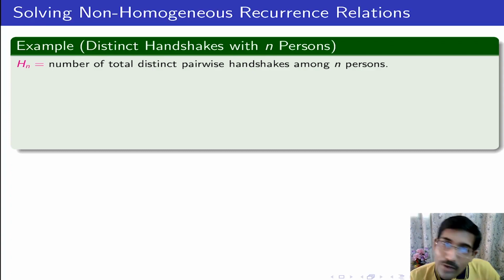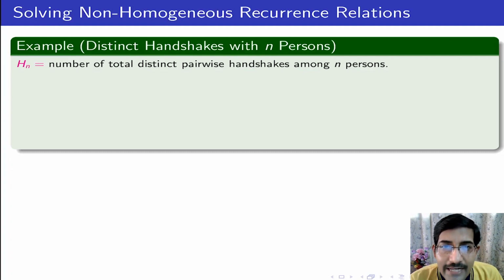So it will be NC2 number of possibilities. If you draw a graph of nodes with the persons and the edges as the handshaking being done, you will see there will be NC2, that is n into n minus 1 by 2, number of such edges. So how can we determine this number by recurrence?